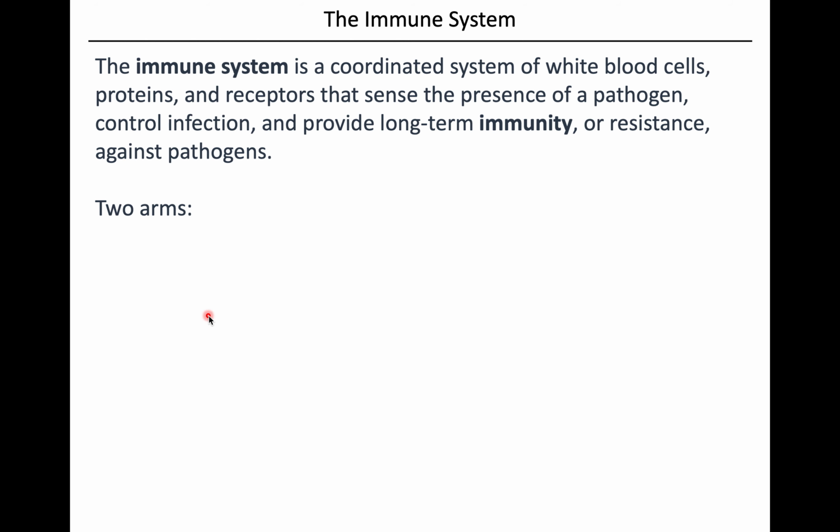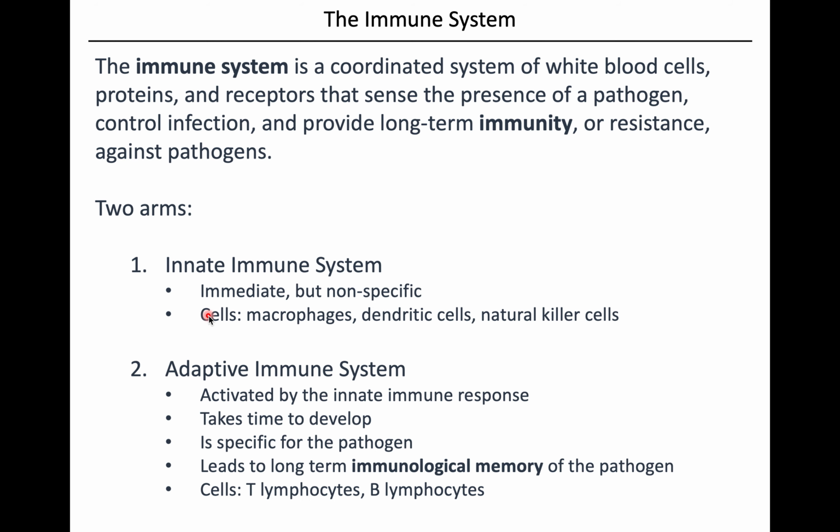All right, so in terms of the immune system, we're all at least vaguely aware of the immune system and the idea of immunity. But if we think of it biologically, what is the immune system? Well, it's a set of cells, right? White blood cells, proteins, receptors that are also proteins, whose whole job is to sense and control infection. So our human immune system has these two arms. It has the innate immune system and the adaptive immune system.